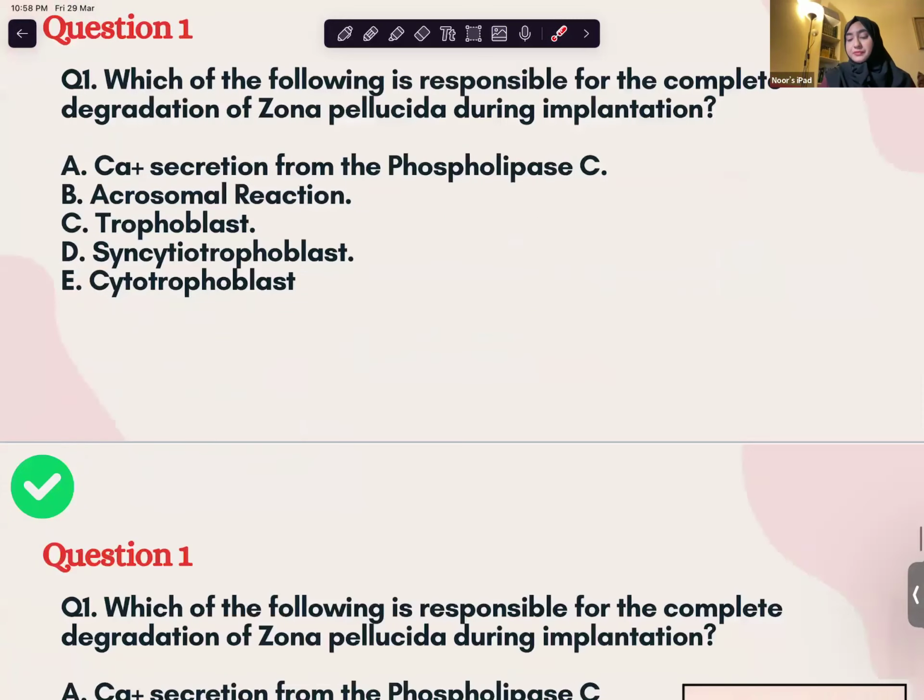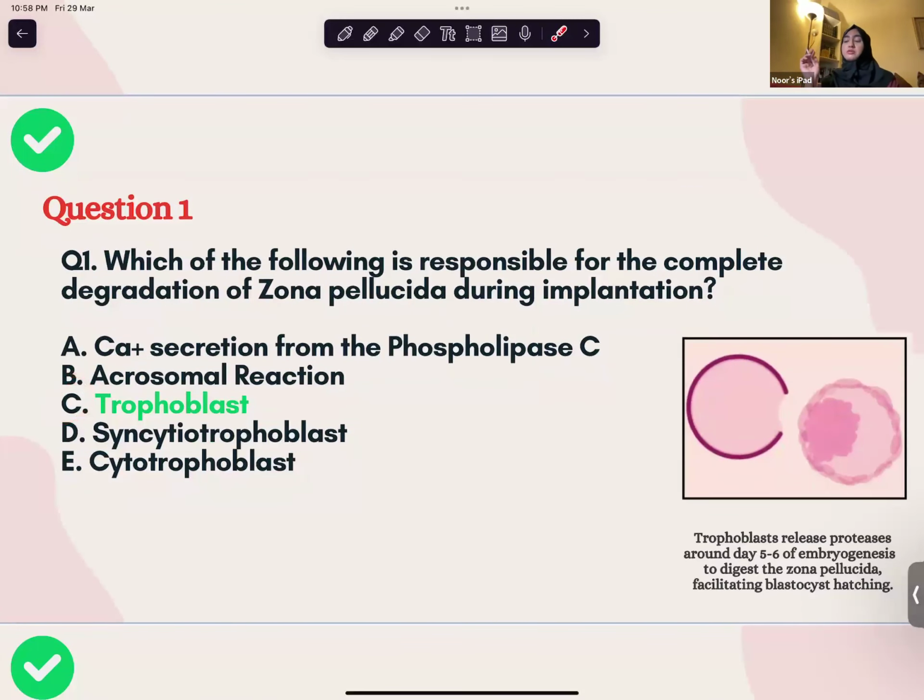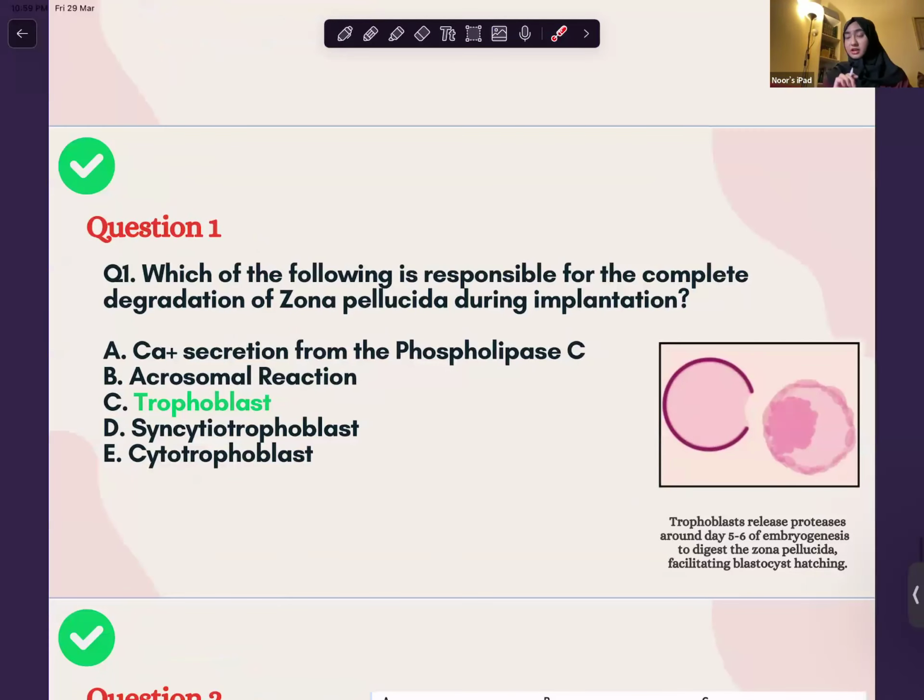So the answer here is obviously C, trophoblast. Remember how I told you there is a process of hatching, and when trophoblasts release the enzyme called proteases. No, someone answered B. It's not B. Acrosomal reaction is not during this time. I'll get back to the acrosomal reaction, but let me explain this question. So trophoblasts are involved in hatching of the blastocyst. It's involved in removing the zona pellucida around it. So when zona pellucida is degraded, implantation occurs.